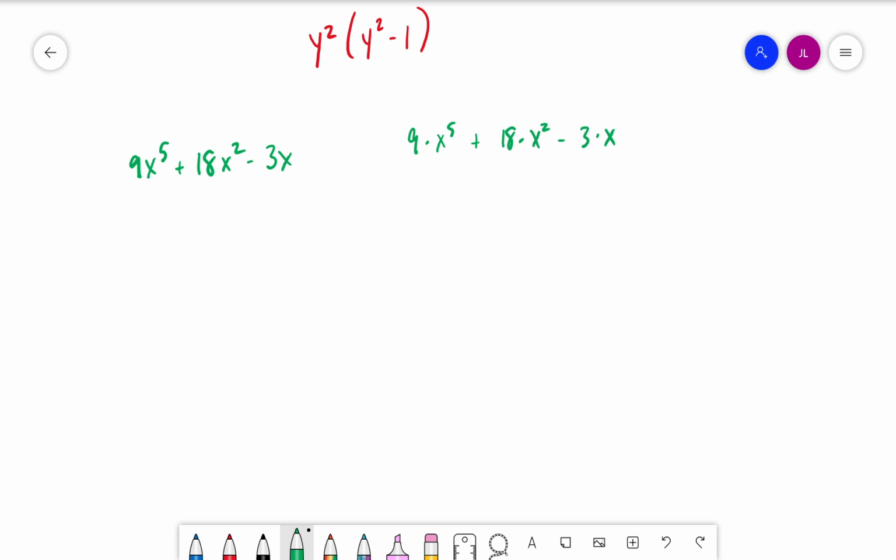So we look at the factors of each term here. We have x squared and x to the fifth. The greatest common factor there would be x. And then also, if we look at 9, 18, and 3, the greatest common factor we see there would be 3. So our greatest common factor here is 3x, and we factor that out. What do we multiply 3x by to get 9x to the fifth? 3 times x to the fourth. For the 18, it's 6, and what do we multiply x by to get x squared? Well, by x. And 3x times negative 1 would give us negative 3x.